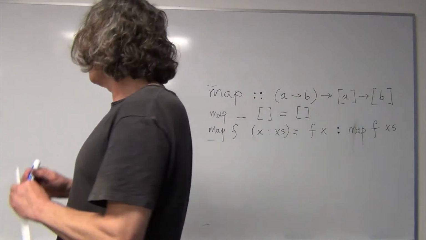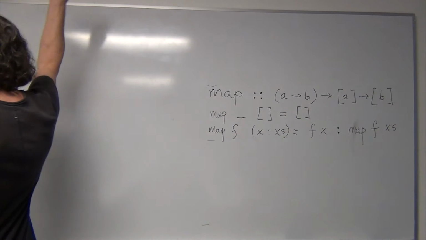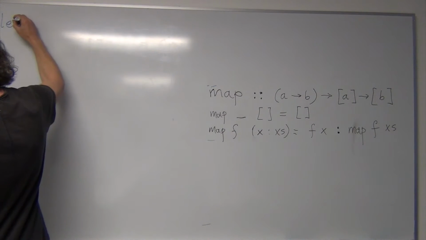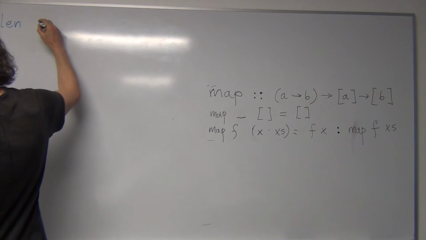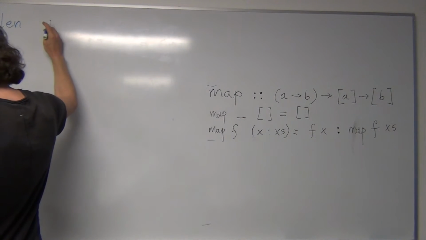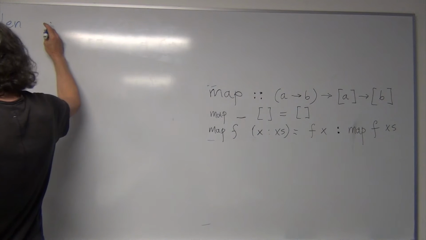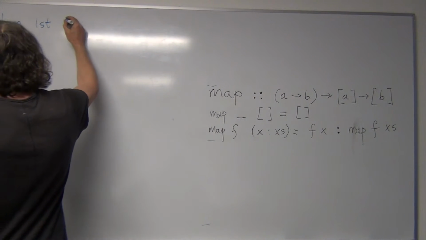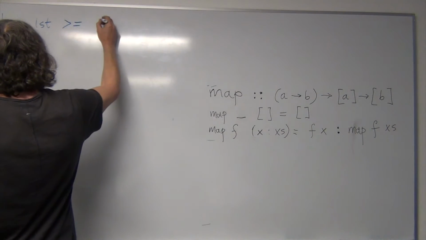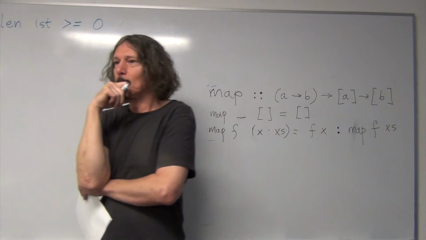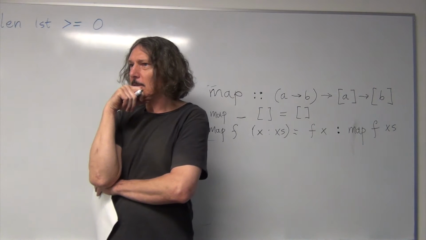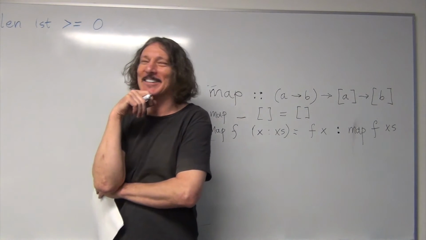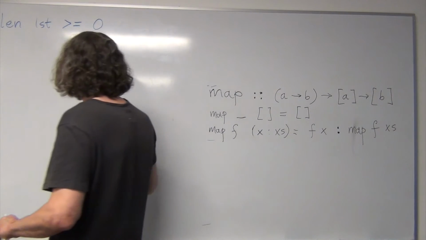Let's show the following theorem, okay? Oh, this is a very complex theorem. The length of any list is greater or equal than 0. Is that true? Yes. How do you know? Induction. Okay. You're ahead of me.